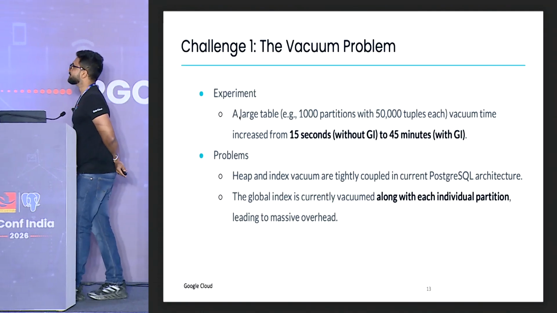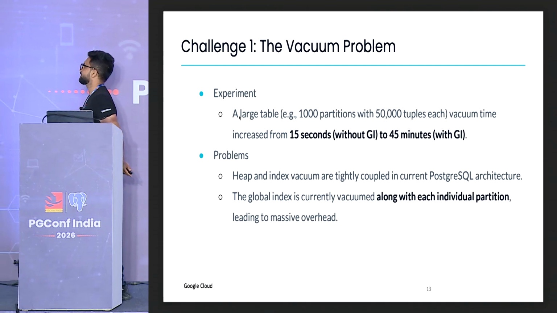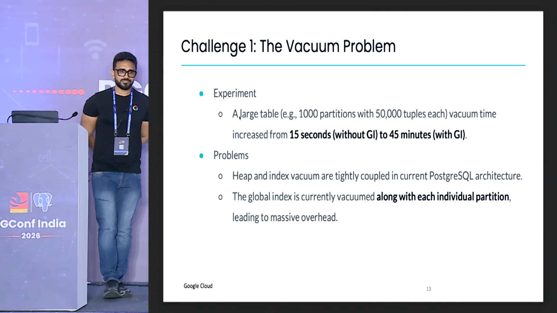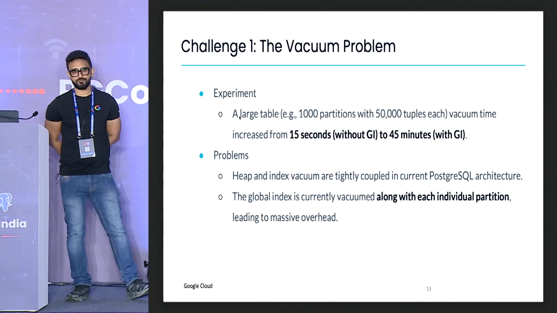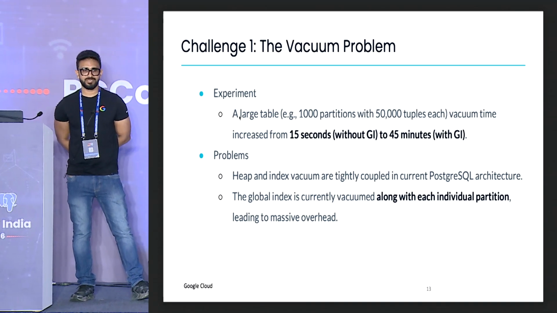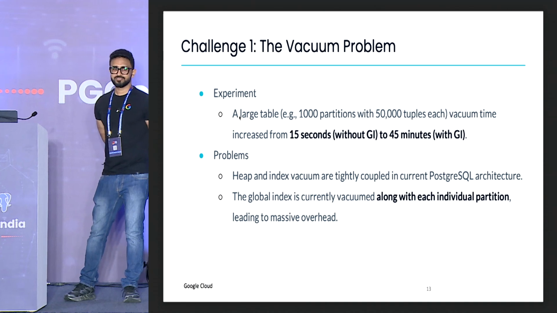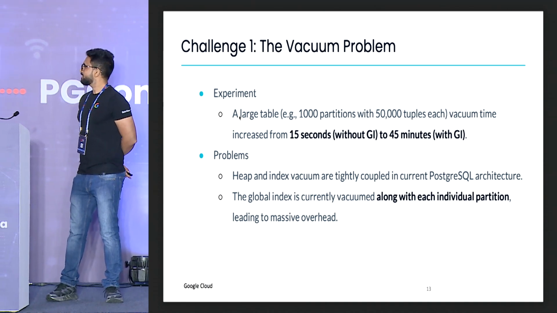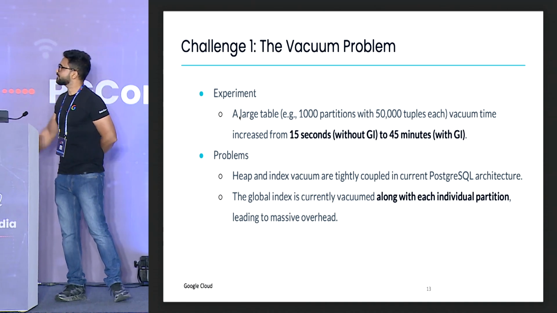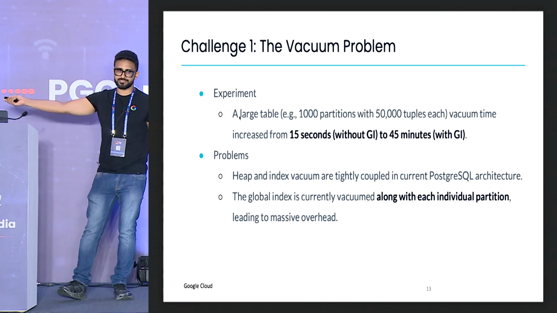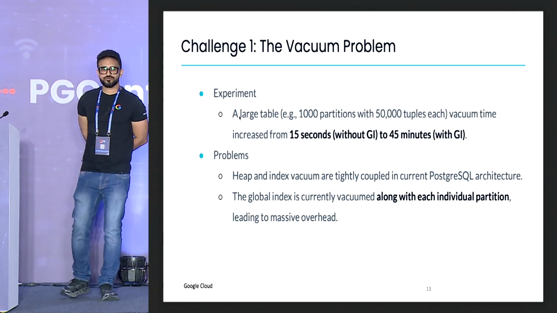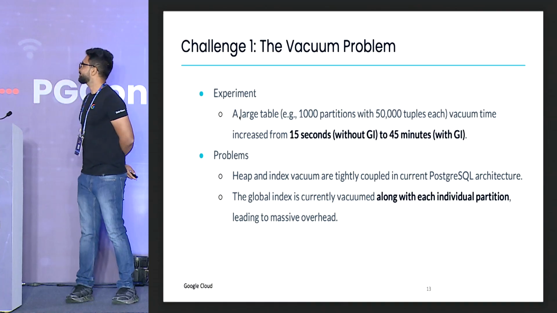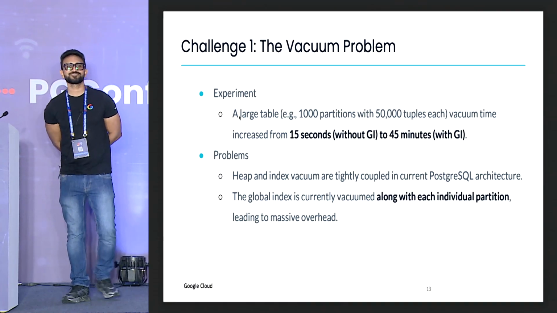Okay, so I'll start with an example. I started with a table which has 1,000 partitions. Each partition has 50,000 tuples, and I tried to vacuum it with a global index and without a global index. When I say without a global index, you can consider it has a partitioned index. The vacuum time increased from 15 seconds to 45 minutes.